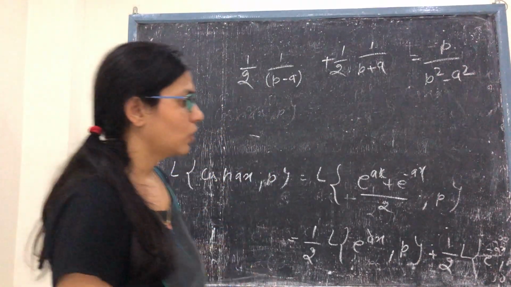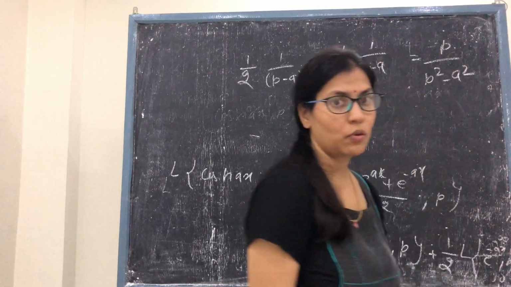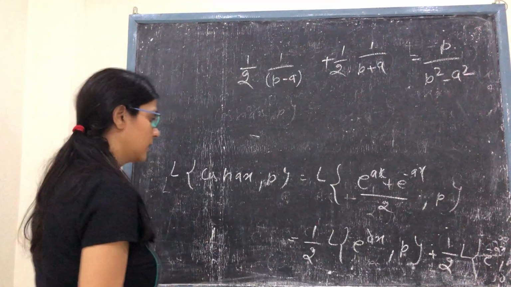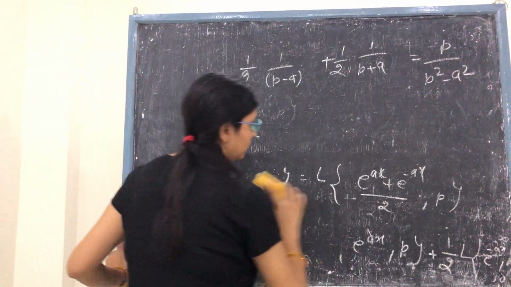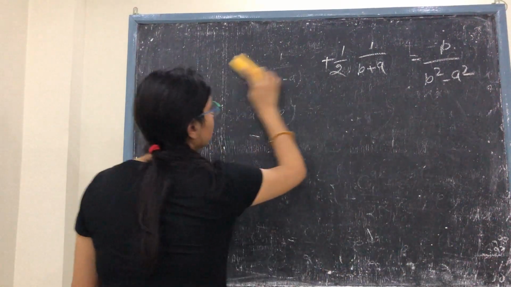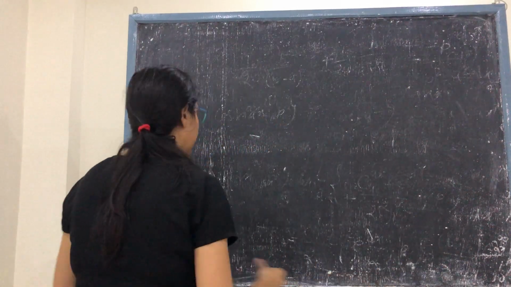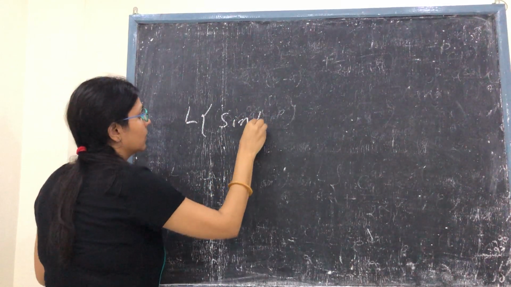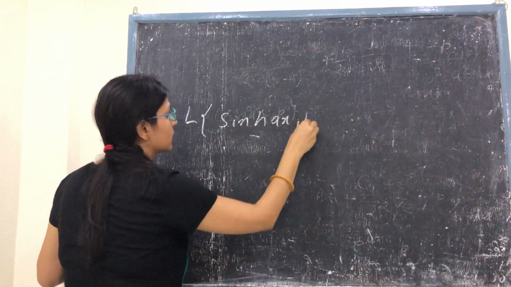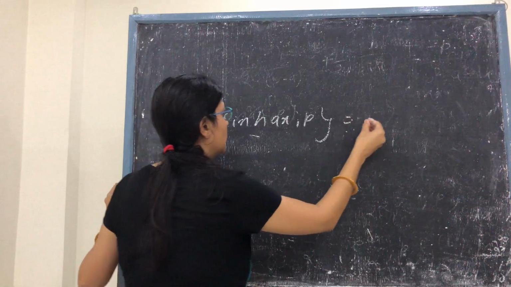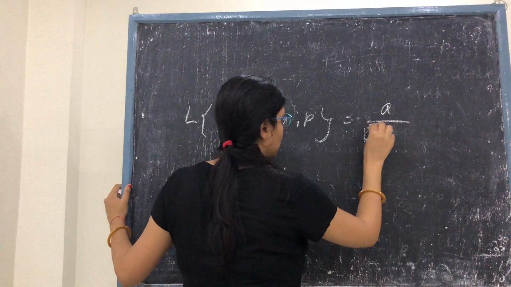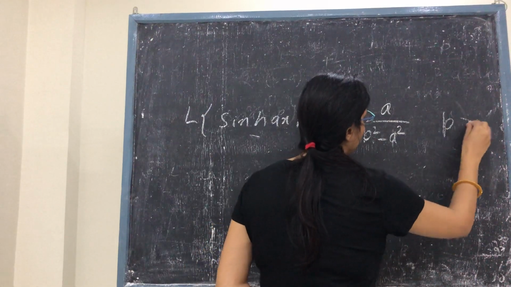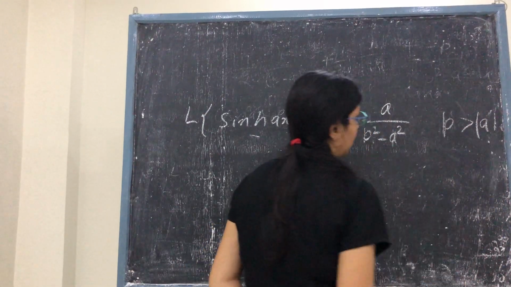So we can solve the problem using Laplace transformation basics and the linearity property. Similarly, we can find the Laplace transformation of sine hyperbolic ax at p, which equals a over p square minus a square. Here the condition is that p should be greater than mod of a.